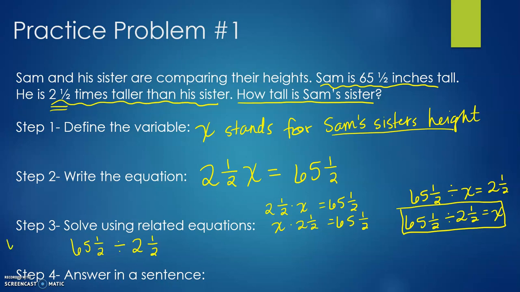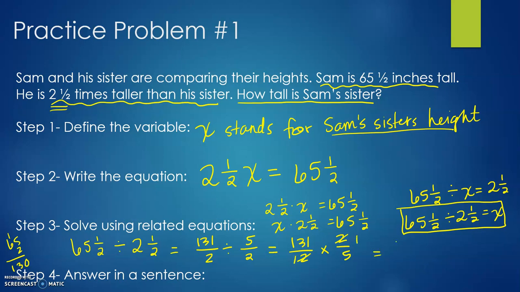I need to make these into improper fractions first. 65 times 2 is 130, and then we add 1. So this changes into 131 over 2. 2 times 2 is 4, plus 1 is 5 over 2. Remember that when you're dividing with fractions, you can multiply by the reciprocal of the second fraction. We also talked about how you can cross simplify before you multiply, and I see that I have a 2 that's diagonal from each other. They cancel each other and they become 1s.